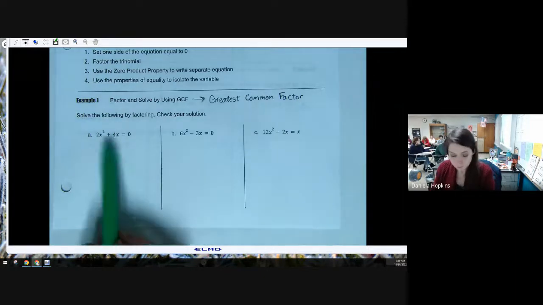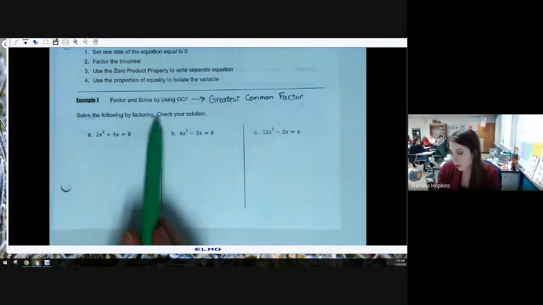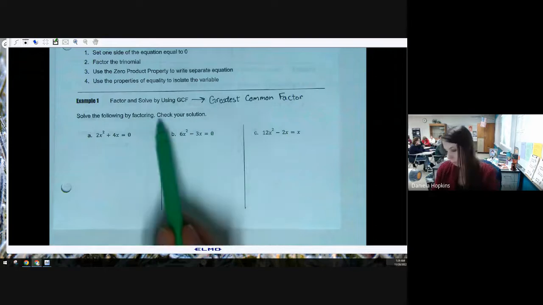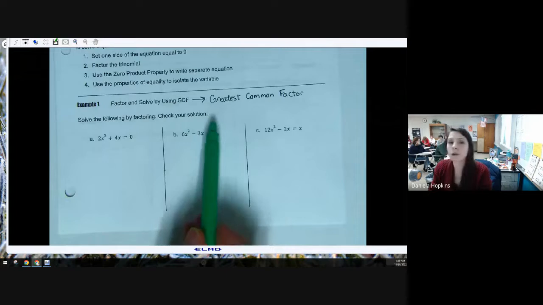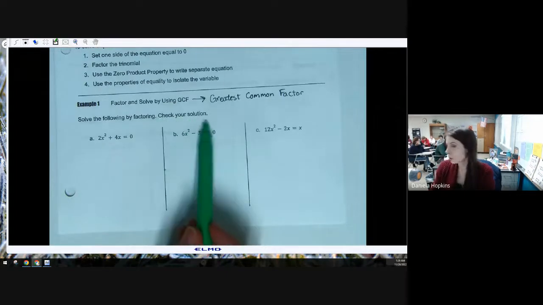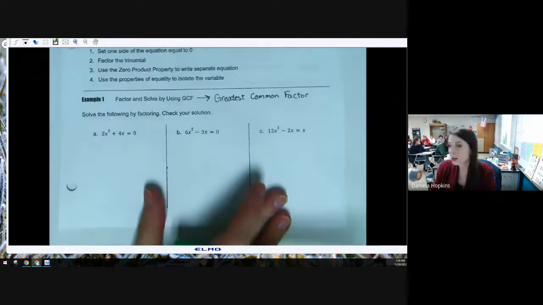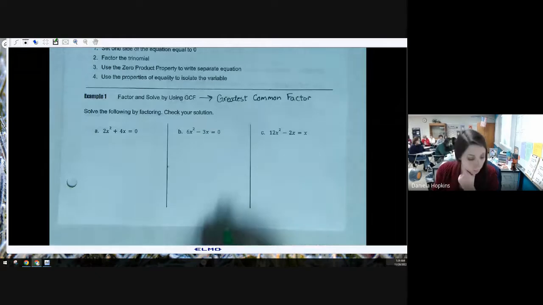So we're going to solve the following by factoring. And when it says check your solution, we're just going to check it by looking at a graph on Desmos. You guys don't have to on your work or anything, but I want you guys to know that's a way you can check your solution. Actually, we could even check it on our calculators.